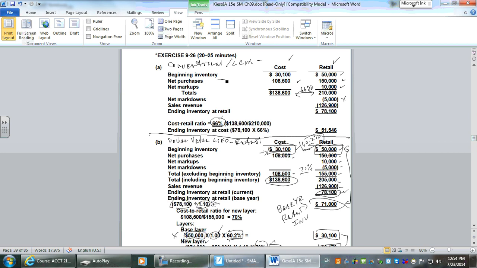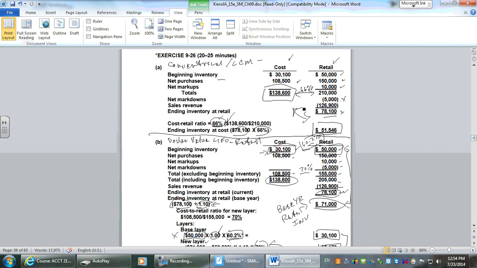So now what do you want to do? Be sure and take out your markdowns because that is going to affect your ending inventory retail, right? So take out your markdowns and take out any sales. You've got to be net sales, right? So now I've got my 78.1, and they took the 78.1 times the cost percentage of 66, and that gives them their ending inventory of 51,546. And how would you get your cost of goods sold? What's available, 138.6 less 51,546, whatever that is, your cost of goods sold. Get it.